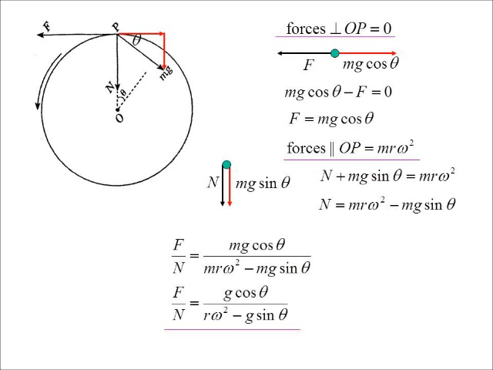Okay, so F divided by N, I just simply substitute in what I've just found and we come up with a result. F over N is g cos theta on r omega squared minus g sine theta.